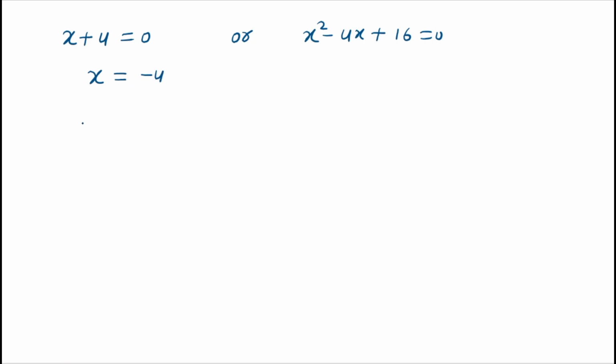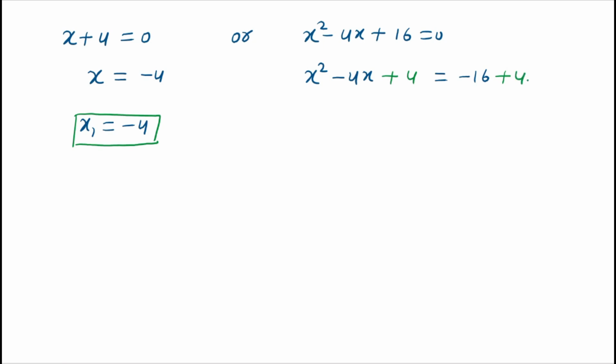This is the first solution. Let's say this is x1, equal to minus 4. Now solve this quadratic equation. X square minus 4x plus 16, if we take it to the right hand side, then this is minus 16. Now if we add 4 to both sides, on the left hand side this expression becomes a perfect square.